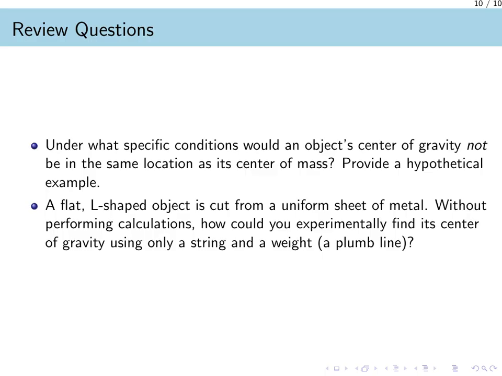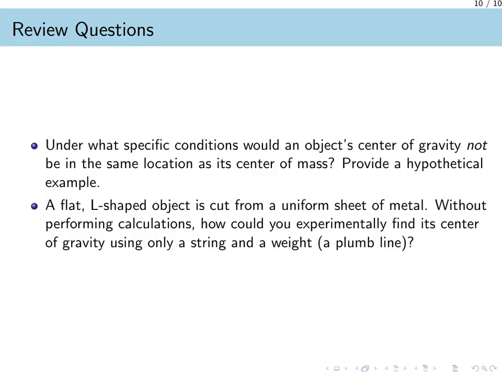To wrap up, let us consider a couple of questions to check our understanding of the center of gravity. The first question asks you to think about the specific condition under which an object's center of gravity would be different from its center of mass. We have been treating these 2 points as the same, but this is only true under a specific assumption about the gravitational field. Consider what would happen if an object were so large that the gravitational field was not constant over its entire volume. The second question is a practical one.